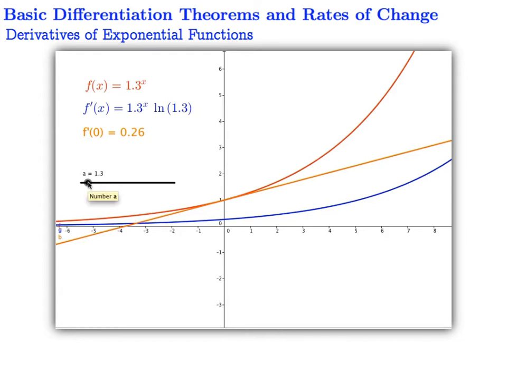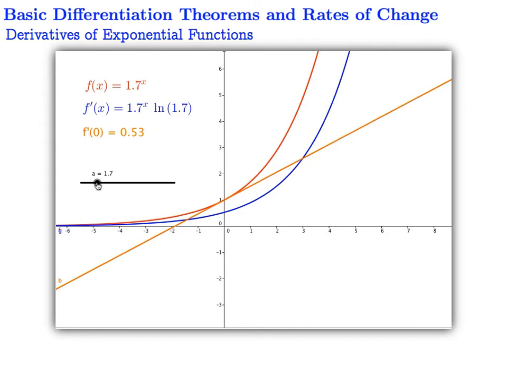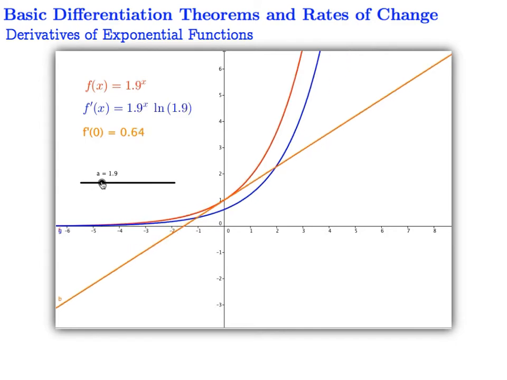So what we're going to do here is click and drag, and change our exponential function. So now it's 1.3, now it's 1.5, 1.6, 1.7, and we see that this is changing the shape of our graph, the red graph, as well as the shape of the derivative.